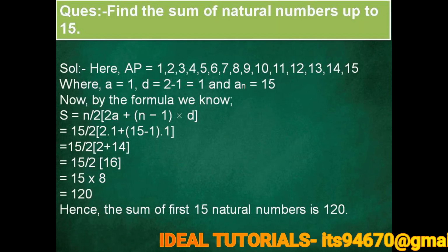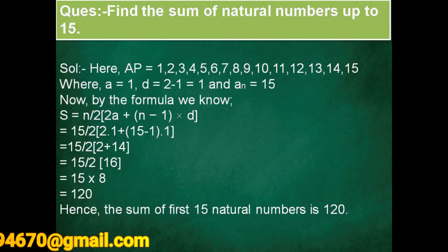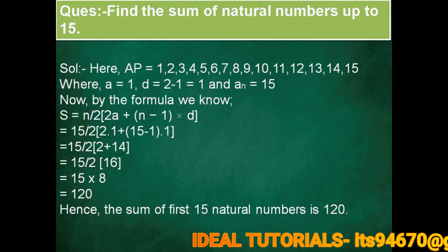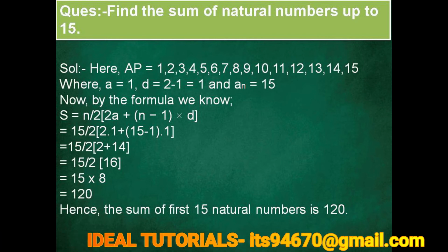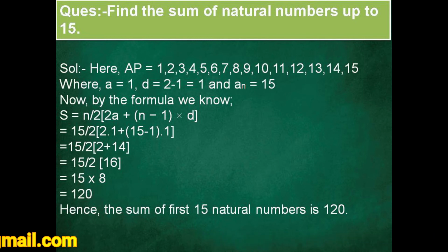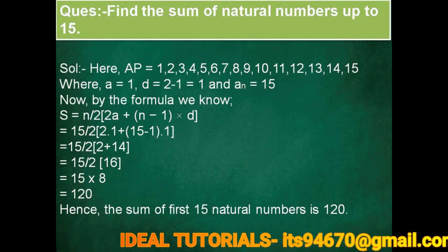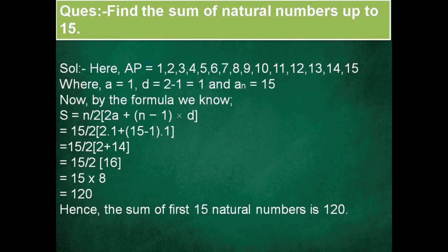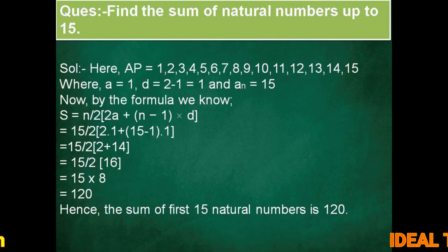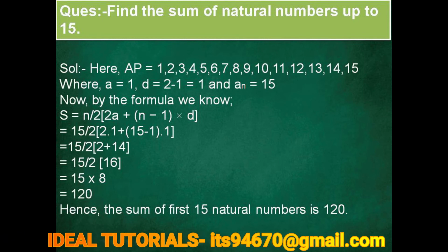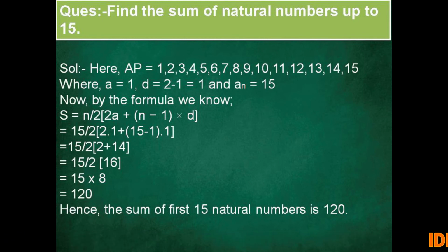As per the sum formula, let us take an example. Find the sum of natural numbers up to 15. Now consider the AP series 1, 2, 3, 4 and so on up to 15. Here a is 1, d is 1 and an is 15. Now the formula is S is equal to n by 2 into 2a plus n minus 1 into d. Now put the values of a, n and d and solve the equation. We get S is equal to 120. Hence the sum of the first 15 natural numbers is 120.